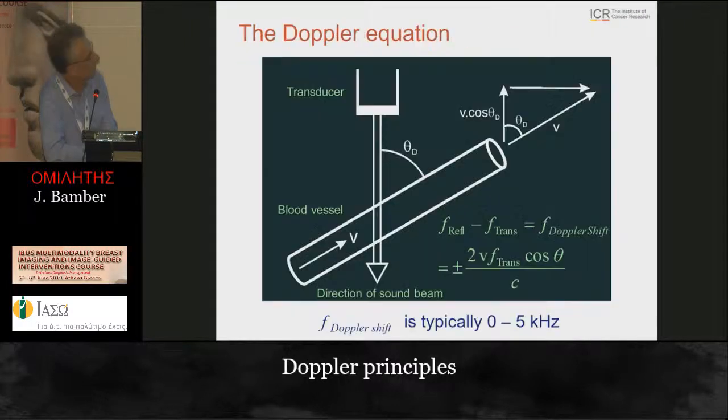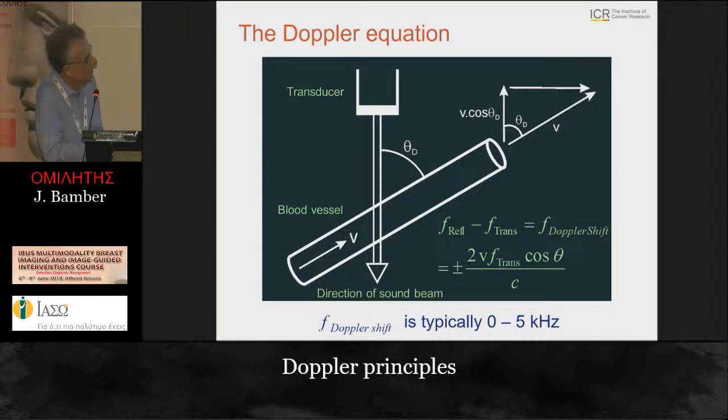Now, this means that if the movement is due to blood flow along a direction of a blood vessel, the angle between the blood vessel and the direction of the sound beam is very important. So you will get no Doppler shift if the blood vessel and the sound beam form an angle of 90 degrees, and you will get a maximum Doppler shift if the blood vessel is along the sound beam. And at other angles, it's in proportion to the cosine of the angle.